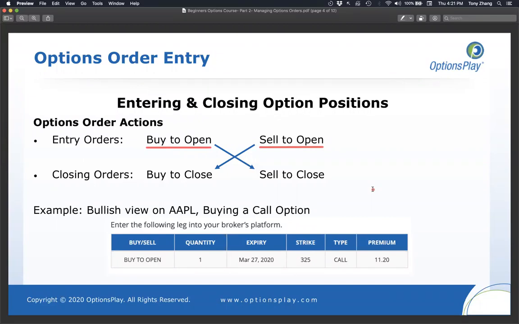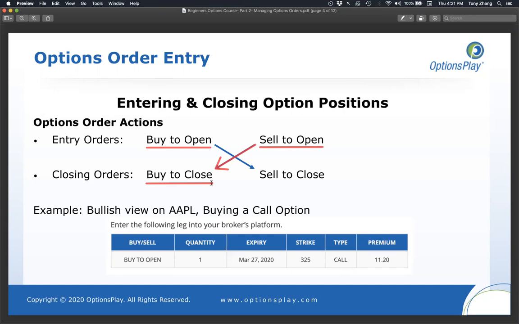And then when you're ready to exit that trade, whether it's at a profit or at a loss, you use this particular way to give you a sense for how to close that order. So if you sold something to open, in order to get out of that trade, you would buy to close, right? Because if you sold short some stock, to get out of it, you buy it back. Same thing with an option. If you sold an option to get into that contract, you would buy it back to get out of that position. So you would buy to close.